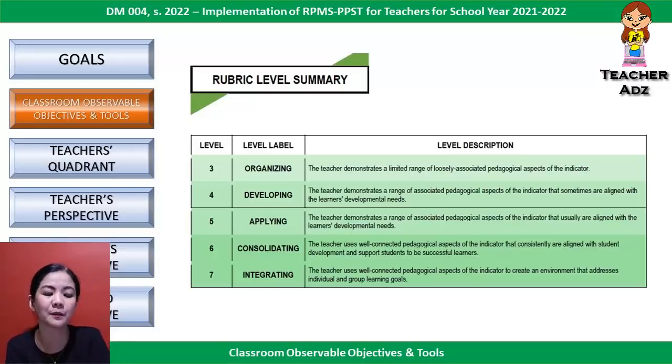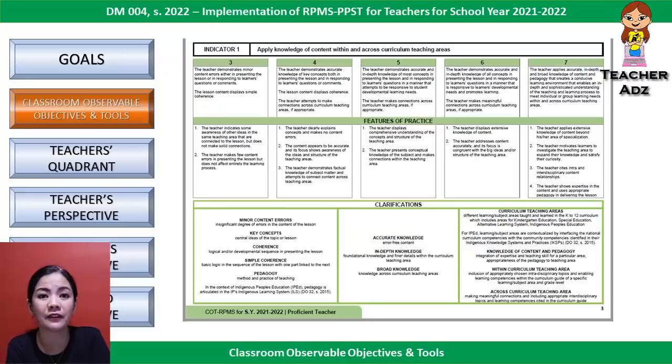So, in the COT for proficient teachers, we can find a rubric of level 3 to level 7 labeled as organizing, developing, applying, consolidating, and integrating. Each comes with a level description like, for example, dito po sa ating indicator 1, which is apply knowledge of content within and across curriculum teaching areas. So, of course, teachers would like to get a rating of level 7.